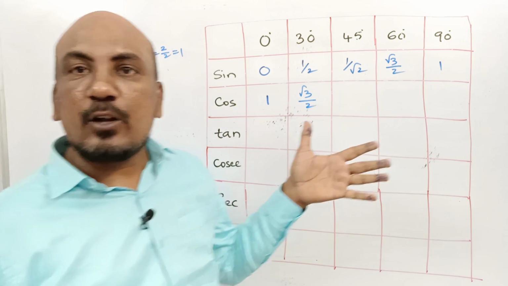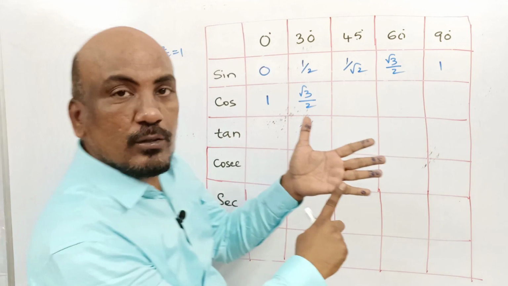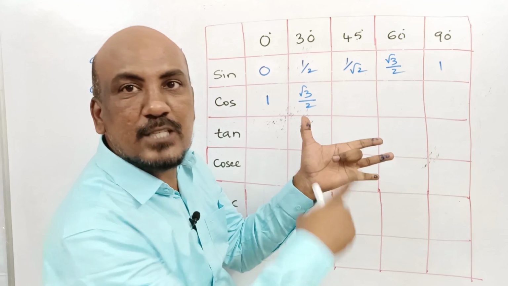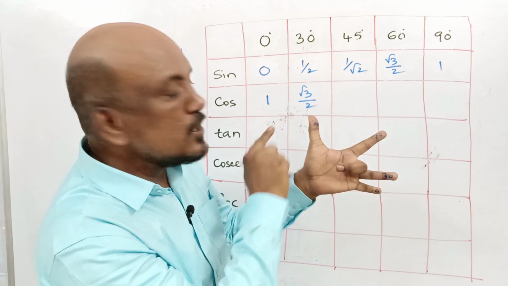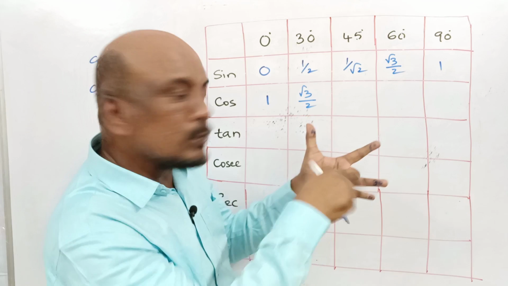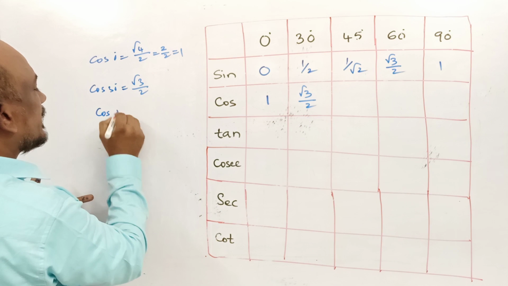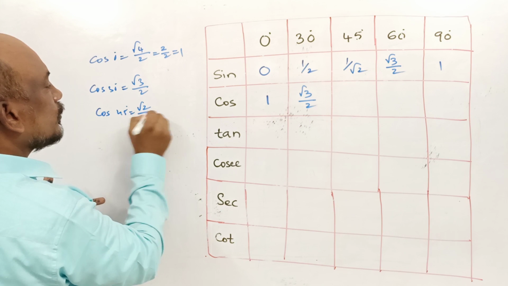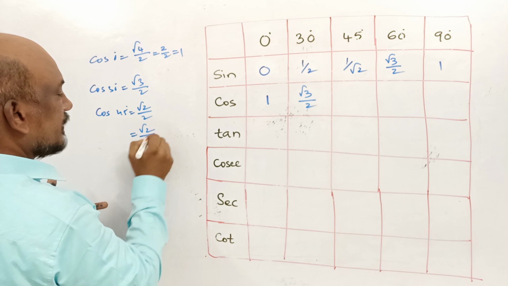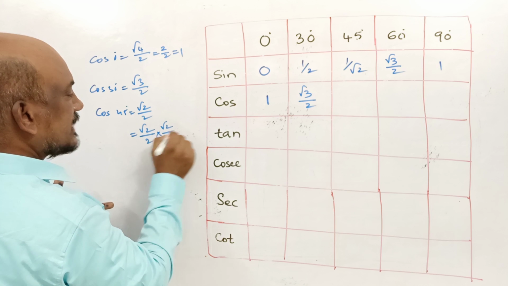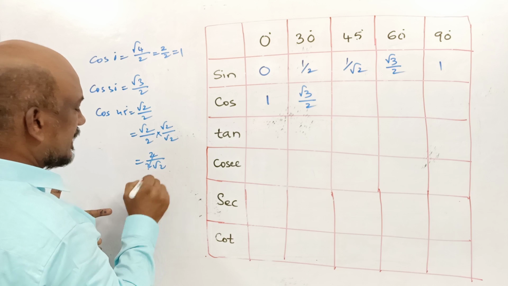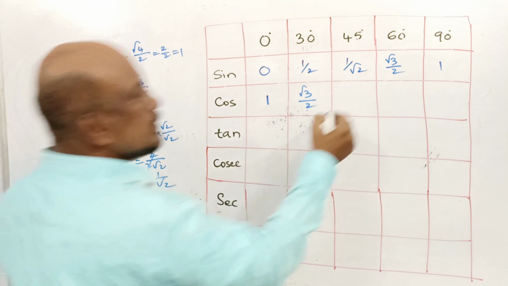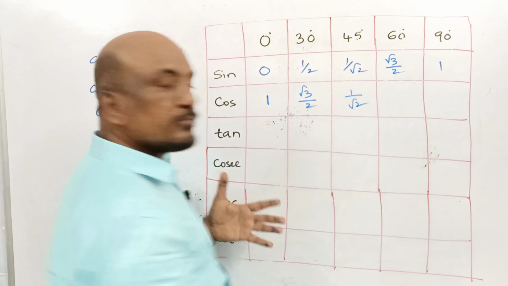Now let's go for cos 45. So 0, 30, 45. I am closing this finger, folding this finger. How many fingers are above? 2 fingers. So it is root 2 by 2. So cos 45 is root 2 by 2, as in the previous case. In the same way we will rationalize it with root 2, then we will get 2 by 2 root 2, which is nothing but 1 by root 2. So this is 1 by root 2.